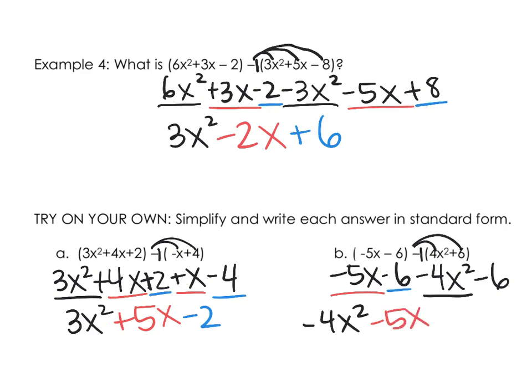And last, the negative 6 minus 6 can go together. Careful, they do not cancel each other out. Negative 6 minus 6 gives you a negative 12. And our answer is in standard form, so we are done.